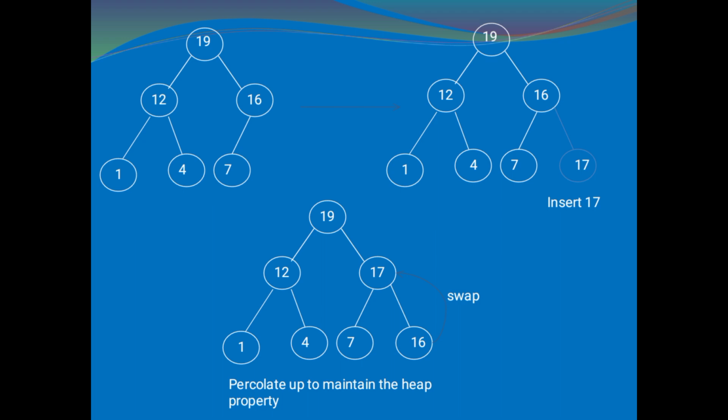Now check whether they are satisfying the max heap property. 16 and 7 are checked with 17. 16 and 7 are smaller than 17, so it is a max heap. 1 and 4 are checked with 12. 1 and 4 are smaller than 12, so it also satisfies max heap. Now compare 12 and 17 with 19. 12 and 17 are also smaller than 19, so it is also satisfying the max heap property. So this is a max heap. This is how we generate a max heap.